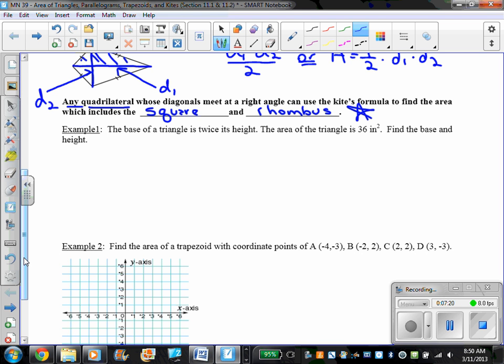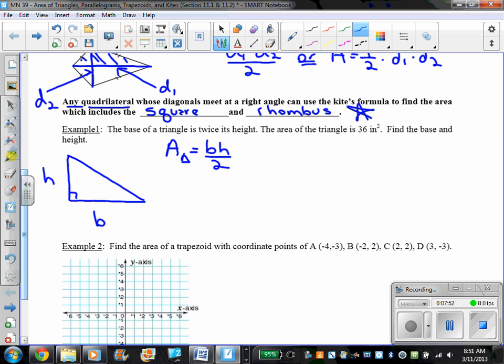Okay, example 1 of 2 examples here. The base of a triangle is twice its height. The area of the triangle is 36 inches squared. Find the base and the height. Just to keep this simple, I'm going to actually create a right triangle. The reason I'm doing that is because I know that this is the height and this is the base of that triangle, just to keep it straightforward. We also know that the area of a triangle is base times height divided by 2.